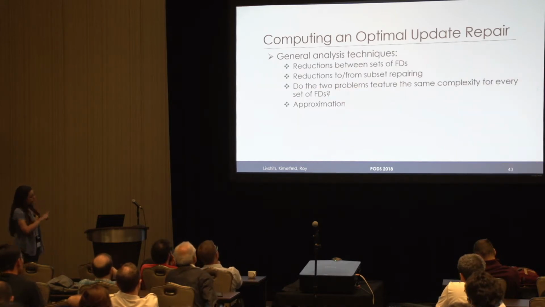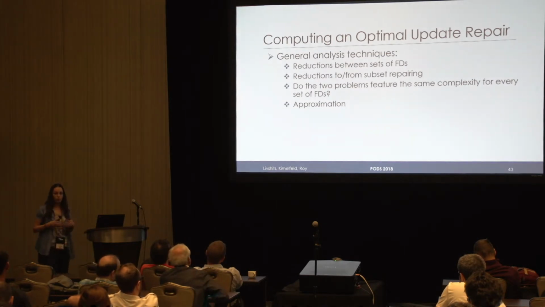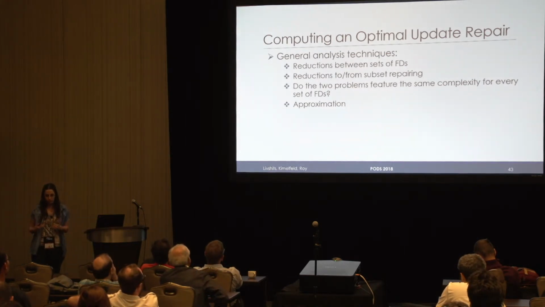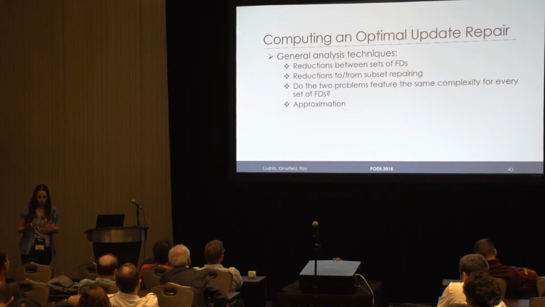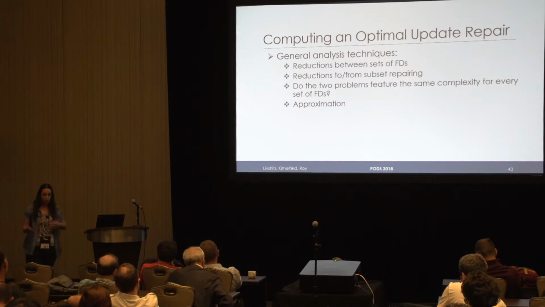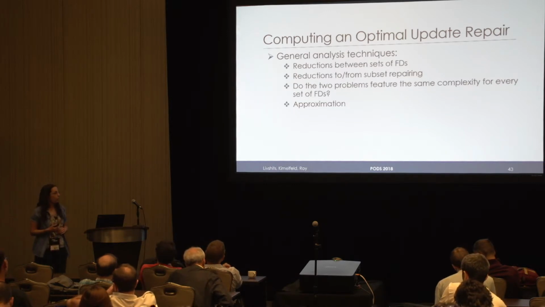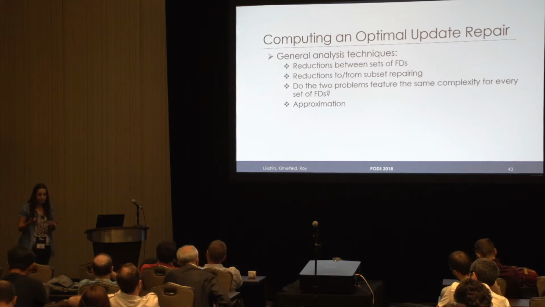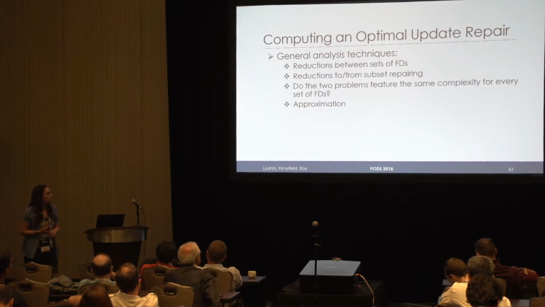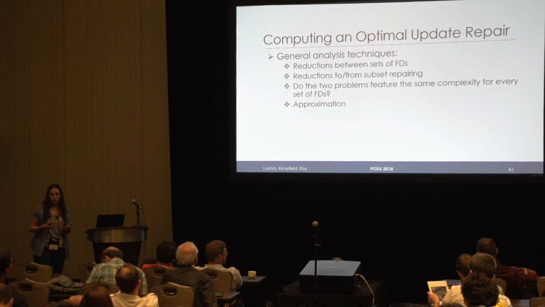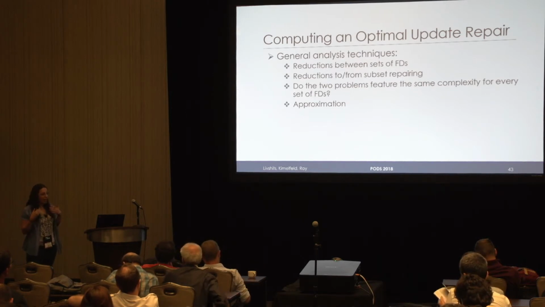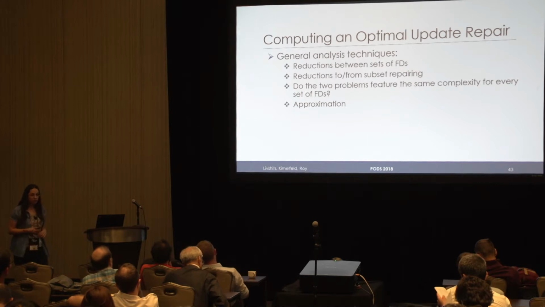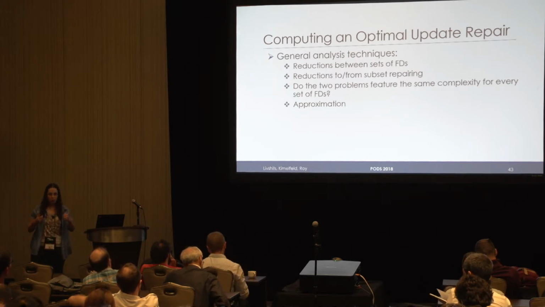Okay. So for update repairs, we do not have a full dichotomy like we have for subset repairs, but we do have some general tools, some general techniques for analyzing the complexity of the problem. Okay, so for example, we show reductions between different sets of functional dependencies, and we show reductions from the problem of computing an optimal update repair to the problem of computing an optimal subset repair, and vice versa, like I showed you in the example. So we have cases where the two problems have the same complexity. Then we ask ourselves the question, do the two problems actually have the same complexity for every set of functional dependencies? And we show that the answer to this problem is negative and that the two problems are incomparable, okay?